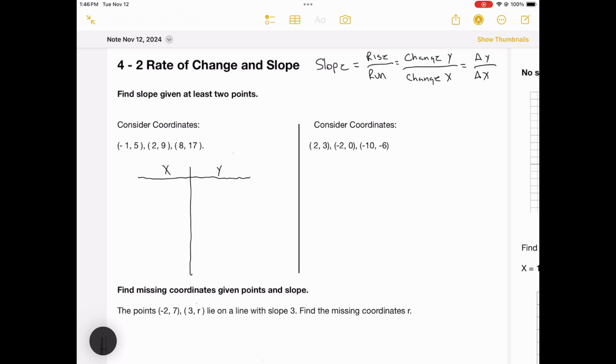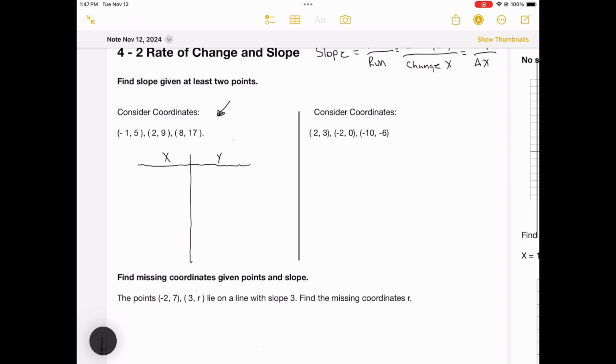So let's take a look at this first example over here. It says find the slope given at least 2 points. So we're just going to go through these 3 coordinates here and practice finding the slope. The first method we talked about is using this table. A lot of people like using the table. They find it a little bit easier to organize their work here.